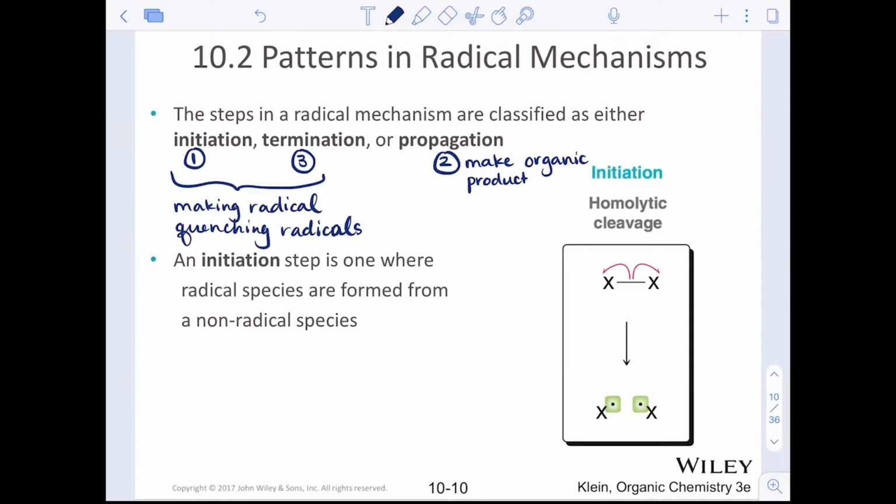So to start us off, an initiation step is one where radical species are formed by non-radical species. So see here how we have one molecule, and we are making 2 radicals from that one molecule. An initiation step will always involve the pattern homolytic cleavage, pattern number 1.